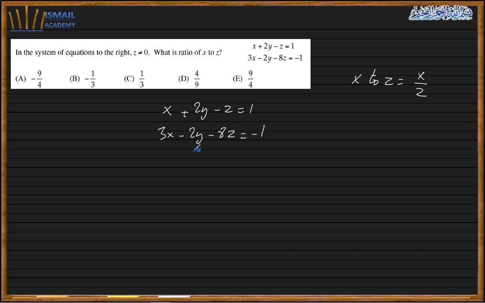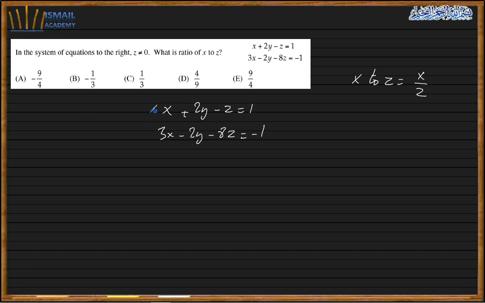But you see here, this is positive, this is negative. When the question asks for the ratio, that means they don't want to know what X is and what Z is. They don't ask for X and they don't ask for Z. What they ask for is the ratio. Do I need to know X and Z to find the ratio? No, I don't need to.